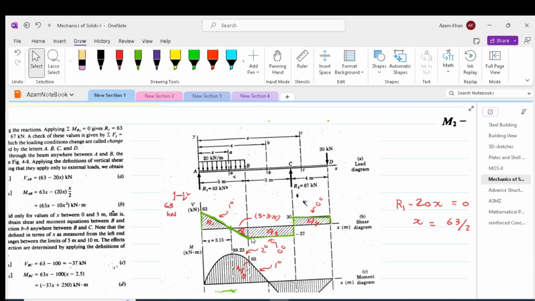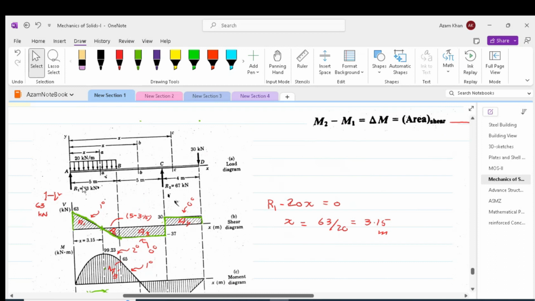Another question which we might ask ourselves is what sort of curve should join A with B? What should be the degree of the curve? Since the UDL is 0 degree, the shear would be 1 degree. Therefore, we would have a straight line having some slope. Looking at the shear force diagram of segment AB, it is clear that the shear is changing from positive to negative. Thus, there would be a point where the shear is 0. This point can be easily determined by equating the reaction, which is 63 kilonewton, with that portion of the UDL, which will make it 0.